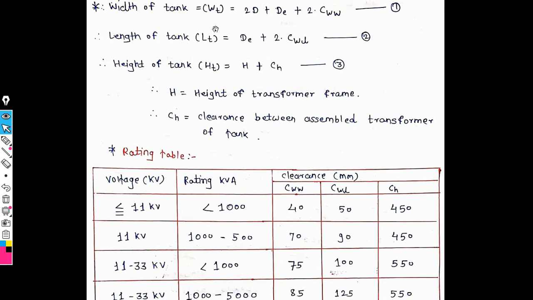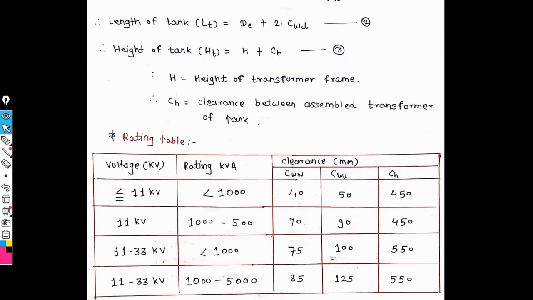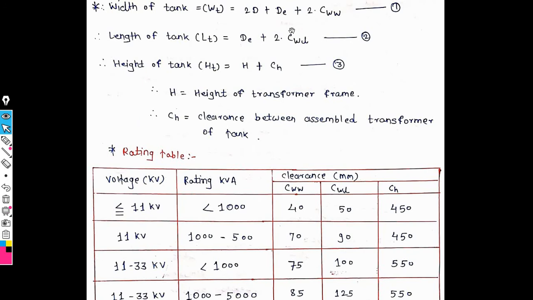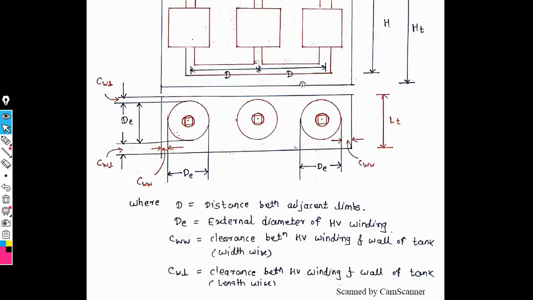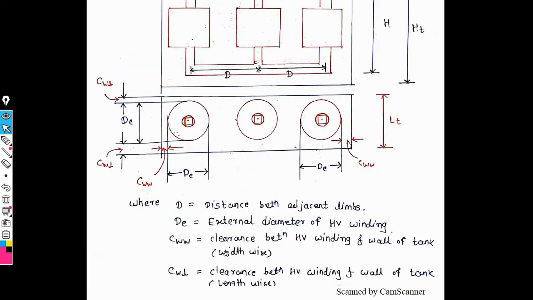That is, these are the three important formulas. Width of tank WT is equal to 2D plus D, where D is the external diameter, plus 2 into CWW, where CWW means clearance between HV winding and wall of the tank.